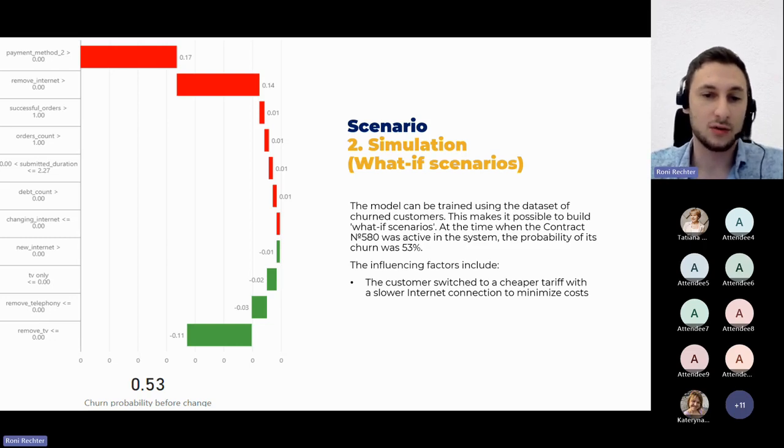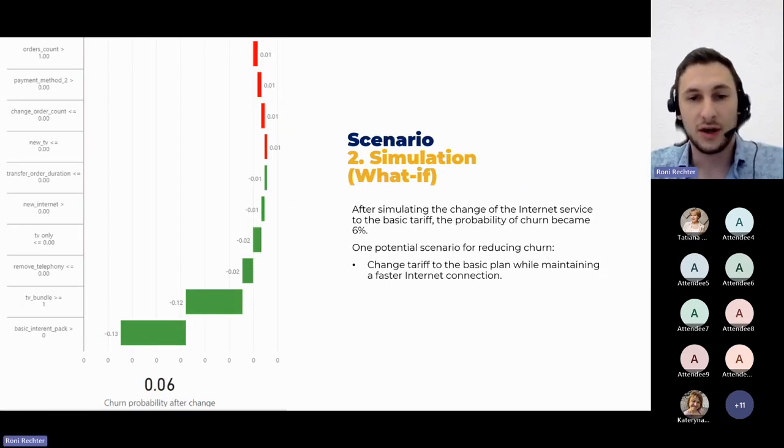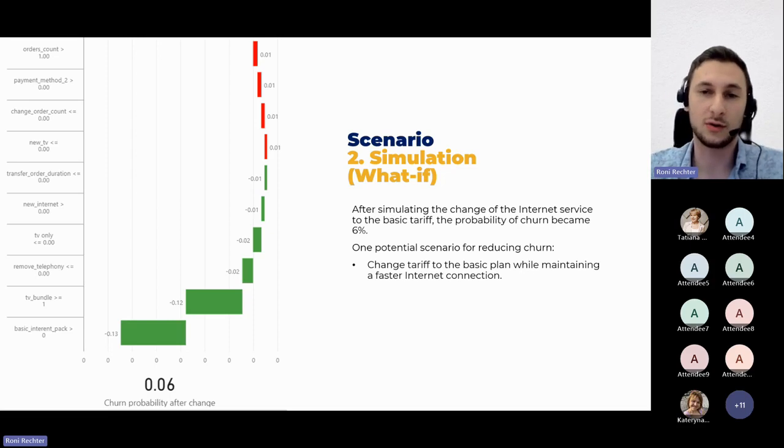The most influential factor was that the customer switched to a cheaper tariff with a slower internet connection to minimize costs. Okay, now let's see what we can do with this information. We simulated that changing the internet service to the basic tariff will reduce the probability to only 6%, meaning we took a customer that we might as well toss a coin on whether he's churning or not, to only 6%, meaning most likely this customer will not churn to another company and will stay and use the services. The potential scenario for this reduction is to change the tariff to a basic plan while maintaining a faster internet connection.